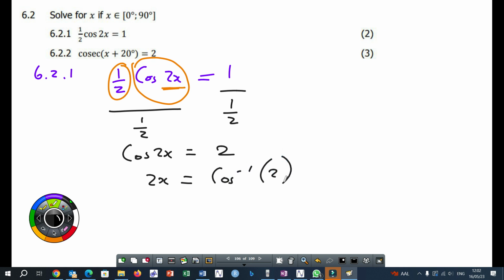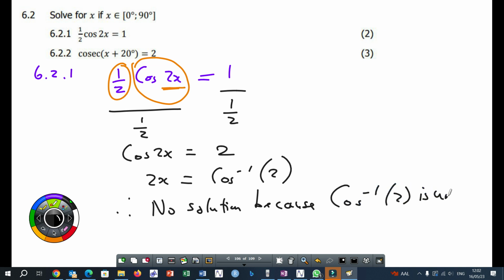Now, we have a problem. You cannot find arc cos of a number. Listen carefully. You cannot find arc cos of a number which is more than 1 or which is less than minus 1. It's not possible. So we say therefore no solution. You're supposed to see it on your calculator. No solution because arc cos of 2 is undefined.